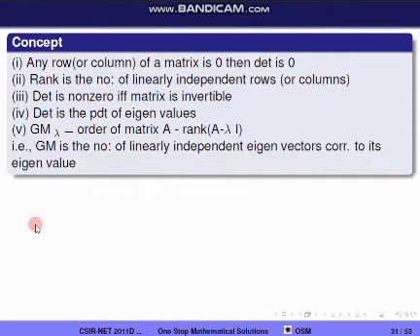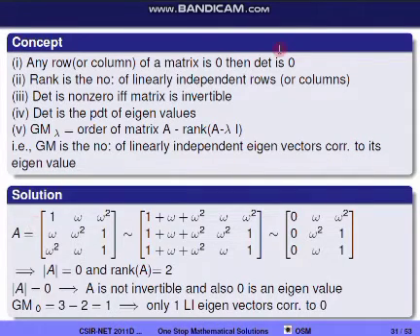So now we'll move on to the question. They are given the matrix A as this. I am replacing C1 by C1 plus C2 plus C3, so we'll get this matrix. And we know the sum of cube roots of unity is equal to 0, so the first column becomes 0. So we get this matrix. The determinant is 0 because any row or column being 0 implies determinant is 0.